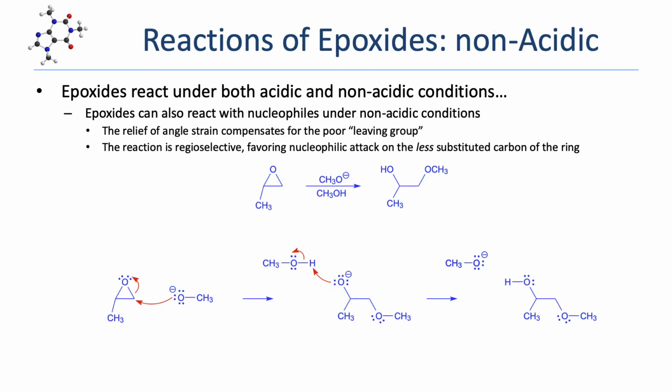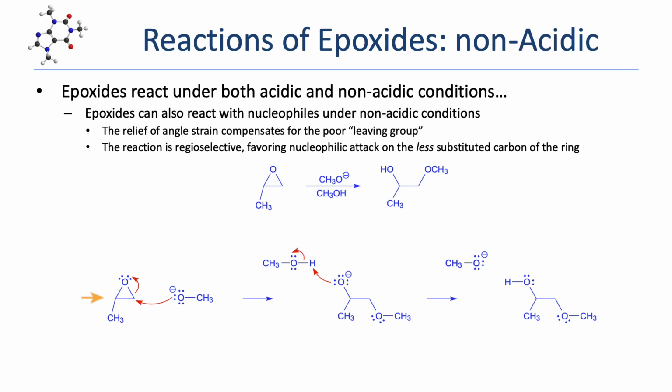Unlike other ethers, epoxides can actually undergo nucleophilic attack under non-acidic conditions. The relief of angle strain brought about by the cleavage of the epoxide compensates for the poor leaving group associated with an ether. The example here shows a substituted epoxide reacting with methoxide in methanol. As you can see, the reaction is regioselective, favoring nucleophilic attack on the less substituted carbon of the ring. This regioselectivity can be explained by looking at the reaction mechanism.